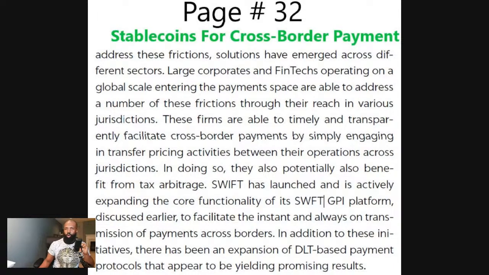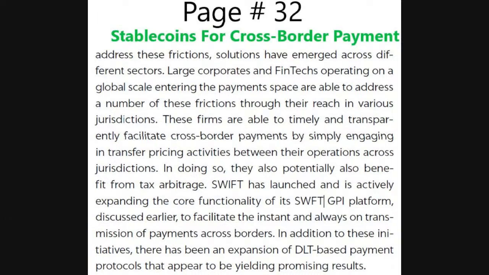It was also found on page 32, and let me take myself off so you can see that for yourselves, in a section called Stable Coins for Cross-Border Payments. It says, and I repeat, stablecoins for cross-border payments address these frictions. Solutions have emerged across different sectors. Large corporates and fintech operating on a global scale entering the payment space are able to address a number of these frictions through their reach in various jurisdictions. The firms are able to timely and transparently facilitate cross-border payments by simply engaging in transfer pricing activities between their operations across jurisdictions. In doing so, they also potentially benefit from the tax arbitrage.